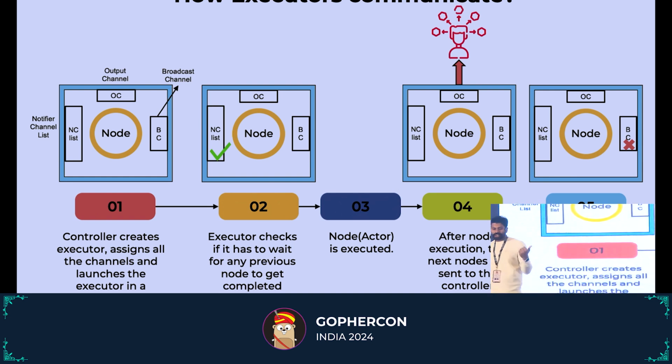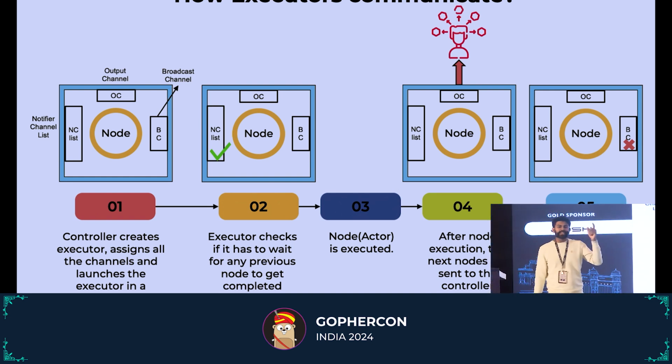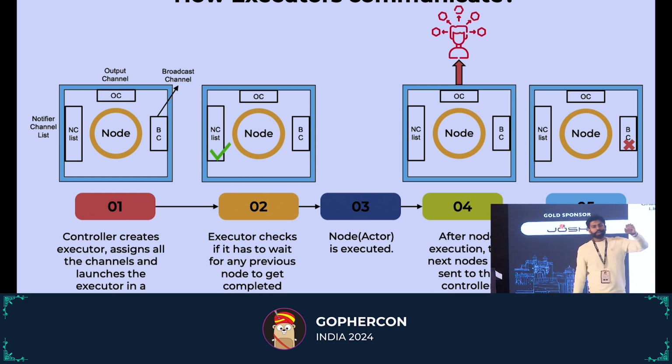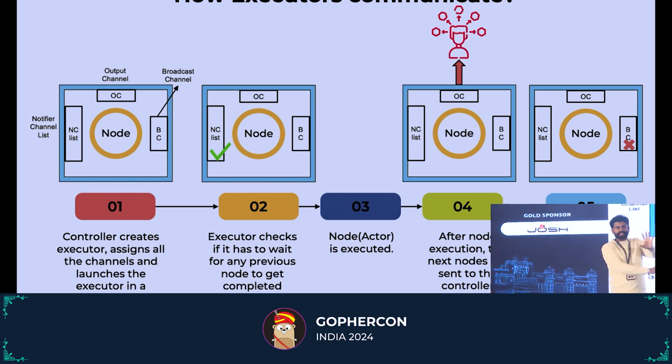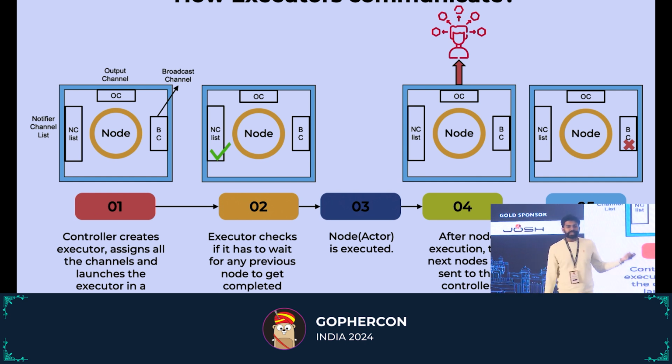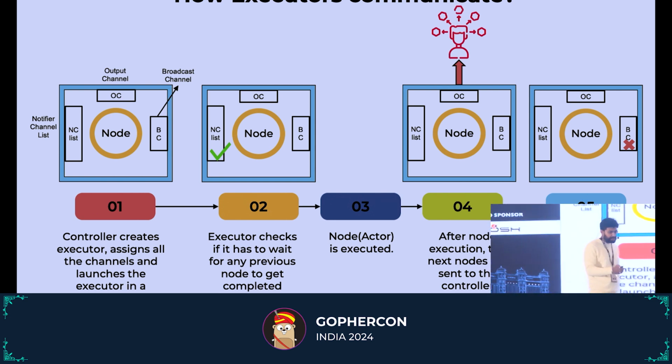The first step here was that the controller created the executor, assigned the channels, and launched the executor in a separate Go routine. So the worker goes on a separate path in a separate Go routine, okay? In the second step, the executor checks if it has to wait for someone, if it has received the message. The third step is the node execution, the task execution, starting. At the fourth step, after the task completion, it sends a signal to the controller that the next node is this one, you can start with the next work, and then finally the broadcast channel was closed. So this is how the executors were communicating with each other.